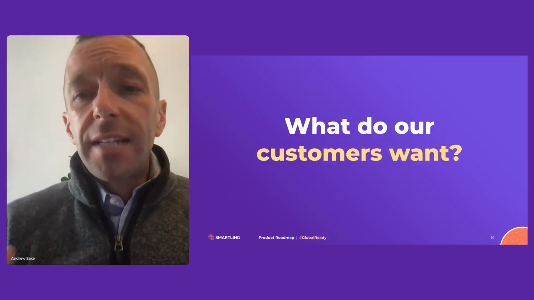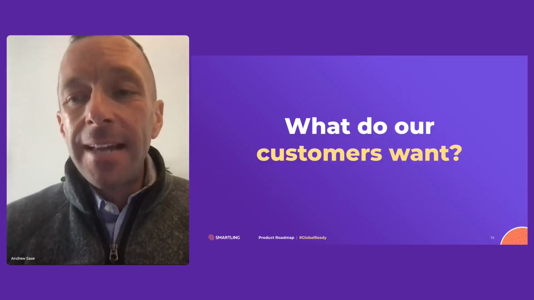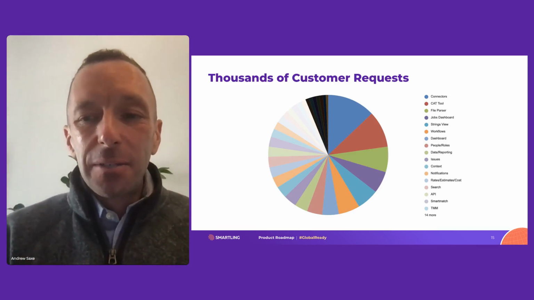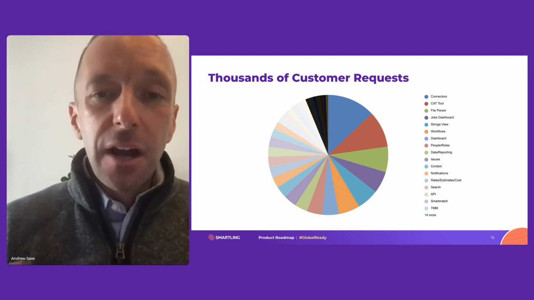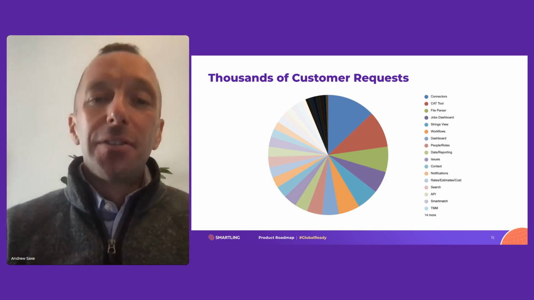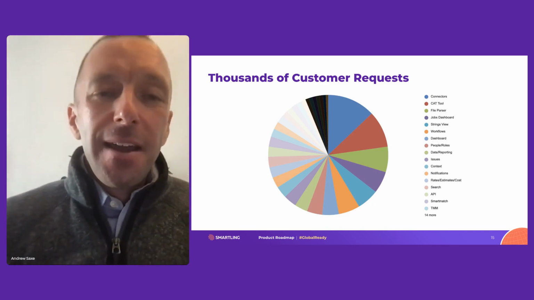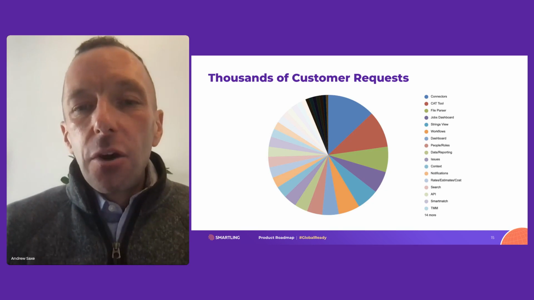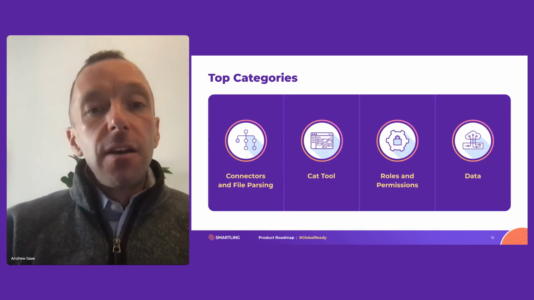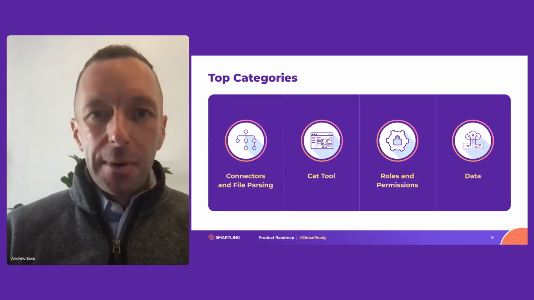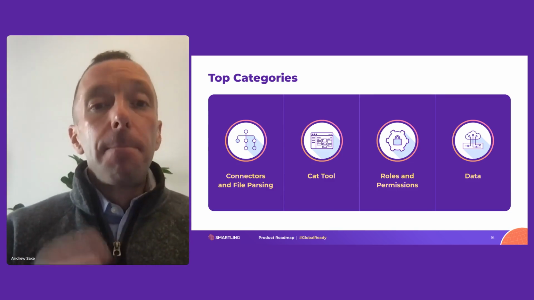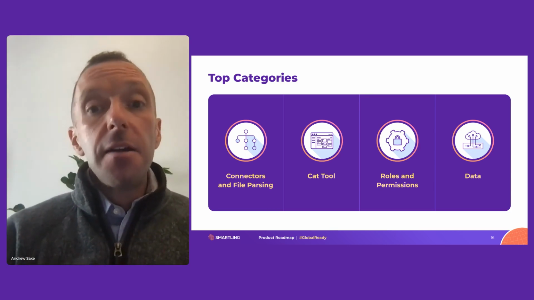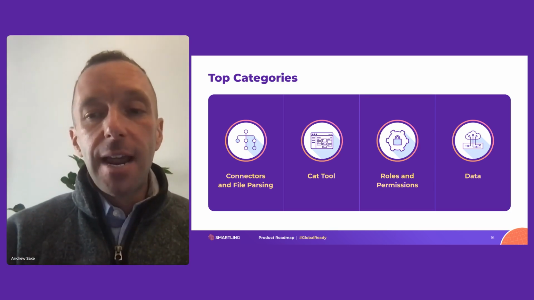But what do our customers ask for? What do they want? As you can imagine, many of the people on this meeting are our customers, and of course from across the industry, linguists and others, but we get thousands and thousands of feature requests every year. Many of those are coming from the people on this meeting. Most of our feature requests come in a few different buckets, and it's really across the gamut. But the bulk of feature requests come to a few different areas: connectors and file parsing, the CAT tool, roles and permissions, and data.